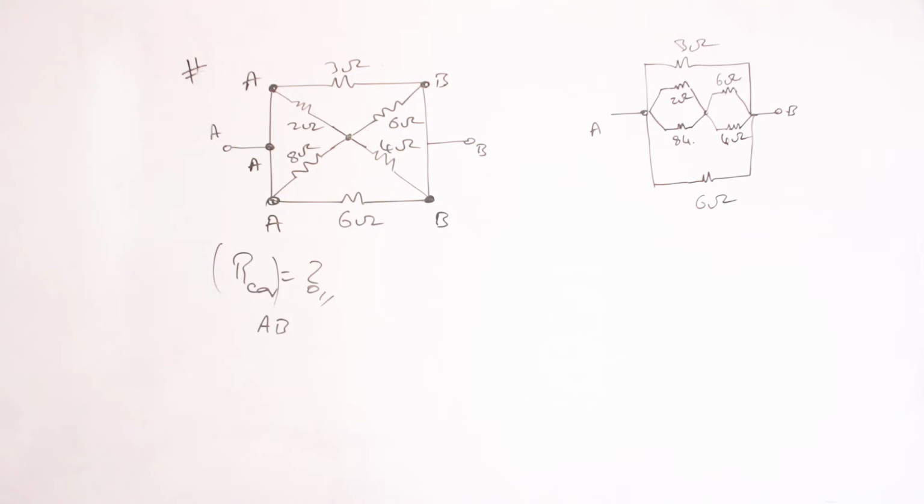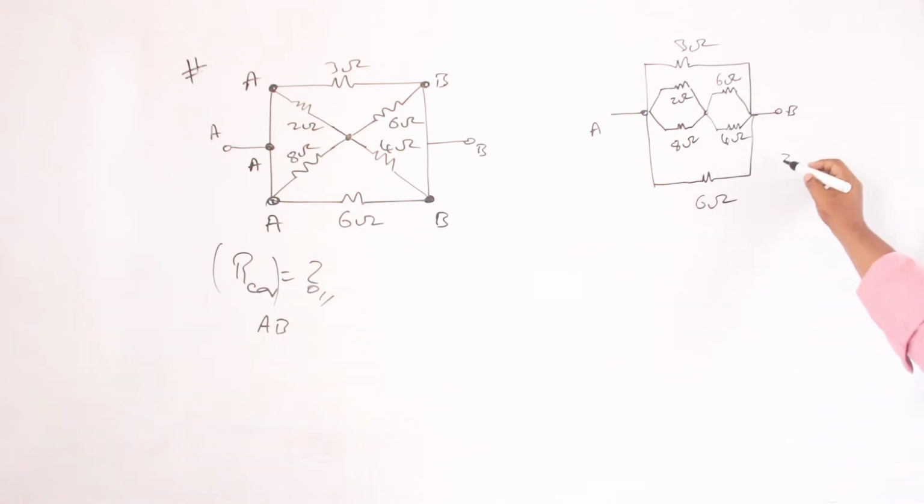Okay? Now can we simplify this one? Now maybe, I too don't know. So let us see. So this 2 ohms and 8 ohms, they are connected in parallel connection. Similarly, 6 ohms and 4 ohms, they are connected in parallel connection. Now to this both branch, 3 ohms and 6 ohms also, they are connected in parallel connection.